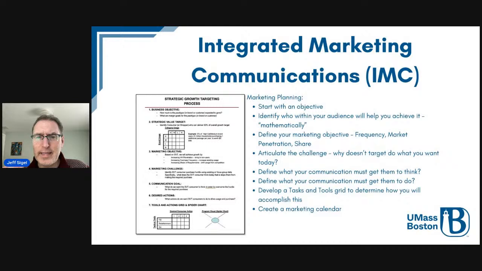Now that I've done this, I need to articulate what's called the marketing challenge, which is, why doesn't my target do what I want them to do? So why is it that people who are buying these 3 bags a year don't buy 4 bags a year? How do I get them over that barrier that's stopping them from adding that additional purchase?